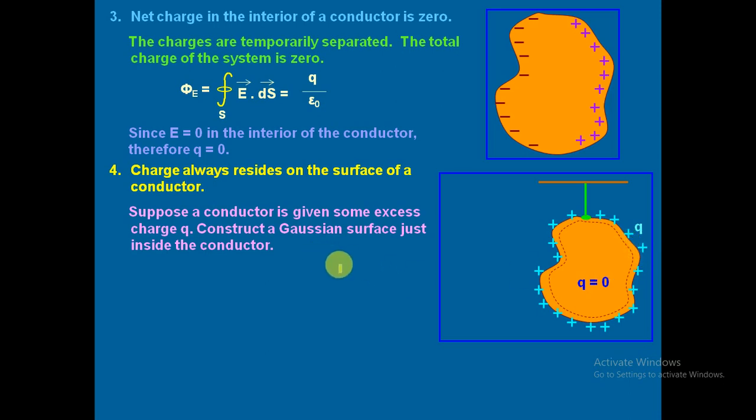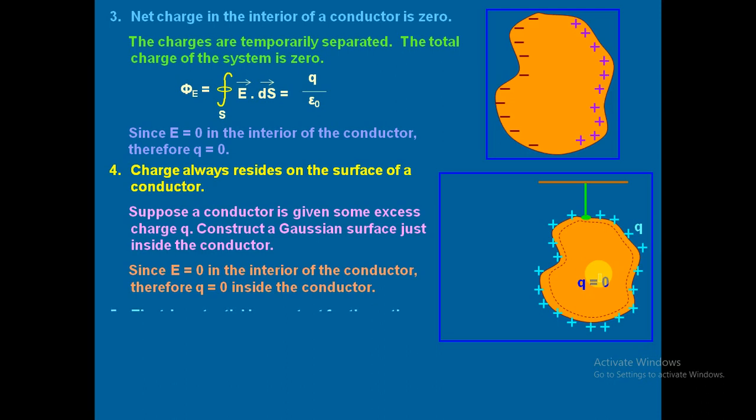Now you can see here, if we have given charge Q and the charge inside the conductor is zero, we can draw a Gaussian surface just inside the conductor. Since E is equal to 0 in the interior of the conductor, the charge inside the conductor is also 0. So charge will remain only on the surface of the conductor.